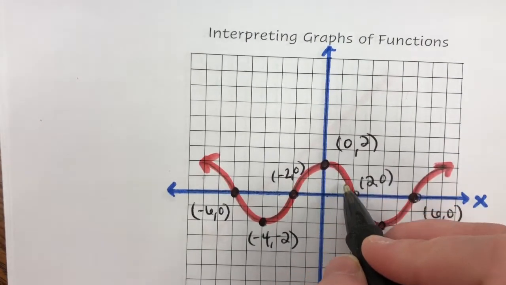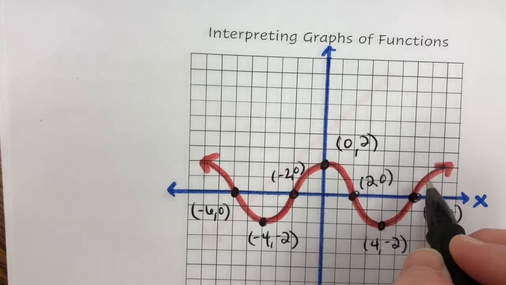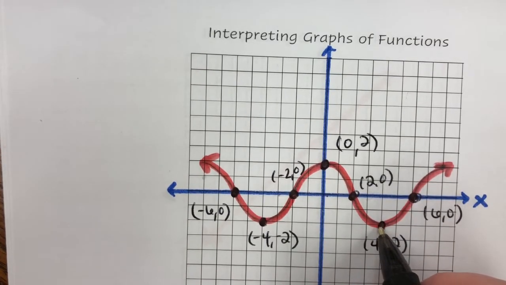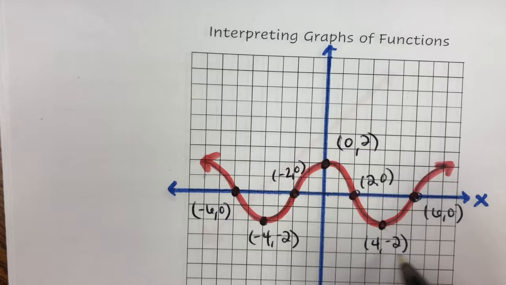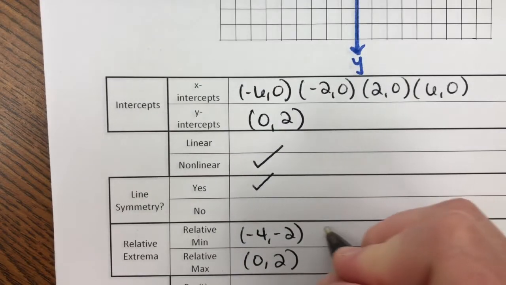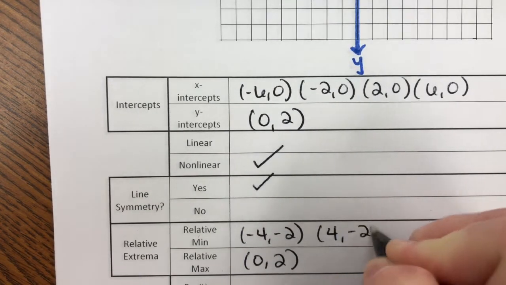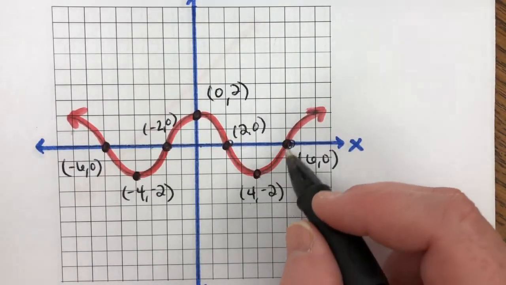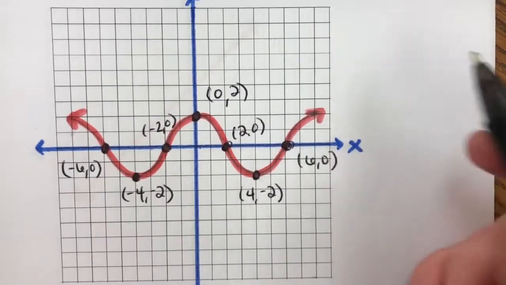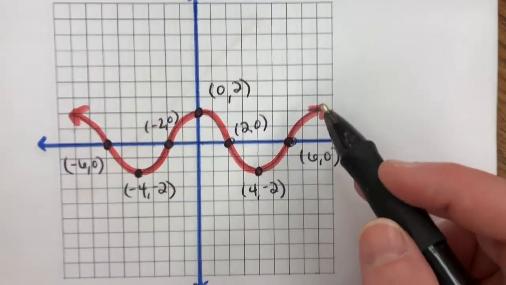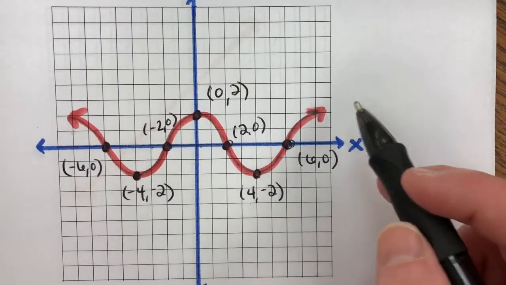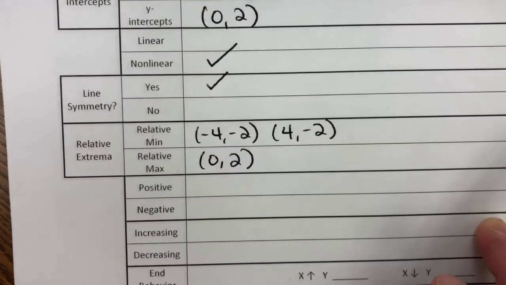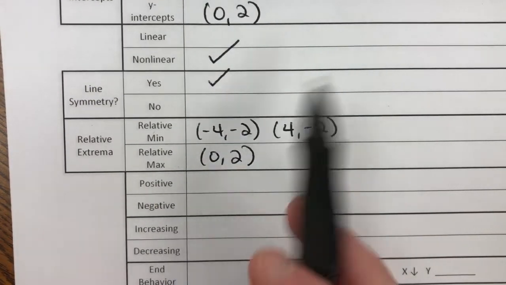Then I start going down, down, down, until I change direction. So the lowest point I hit before I change direction is (4, -2). That's a minimum, because it's the lowest point I hit. And then I go up, up, up, and then my graph stops. I don't change direction again. I can imagine I probably do, but it doesn't show that, so I don't put anything else. That's it.